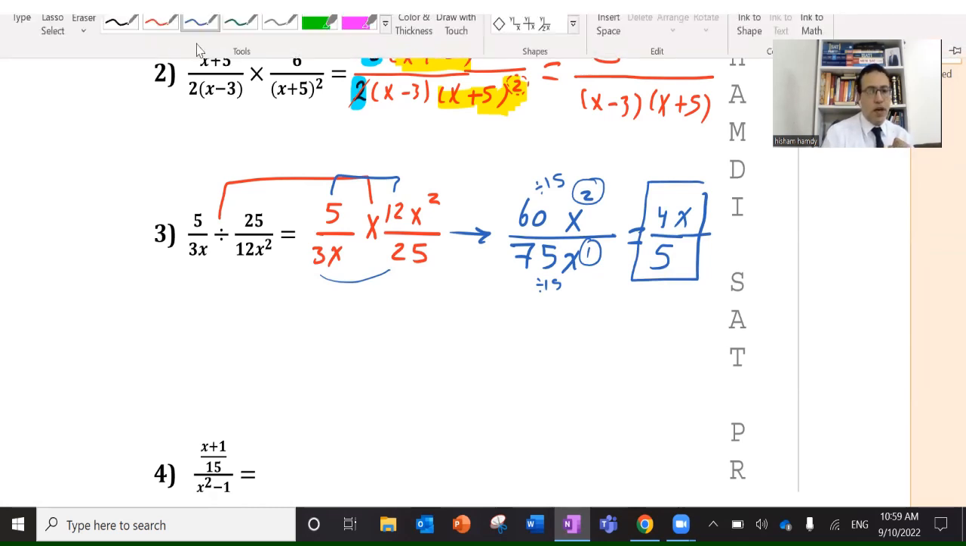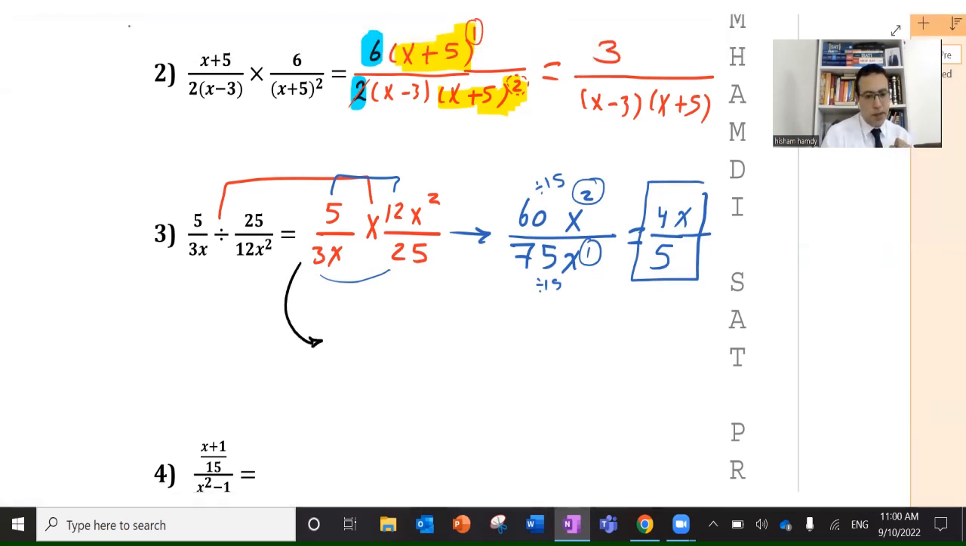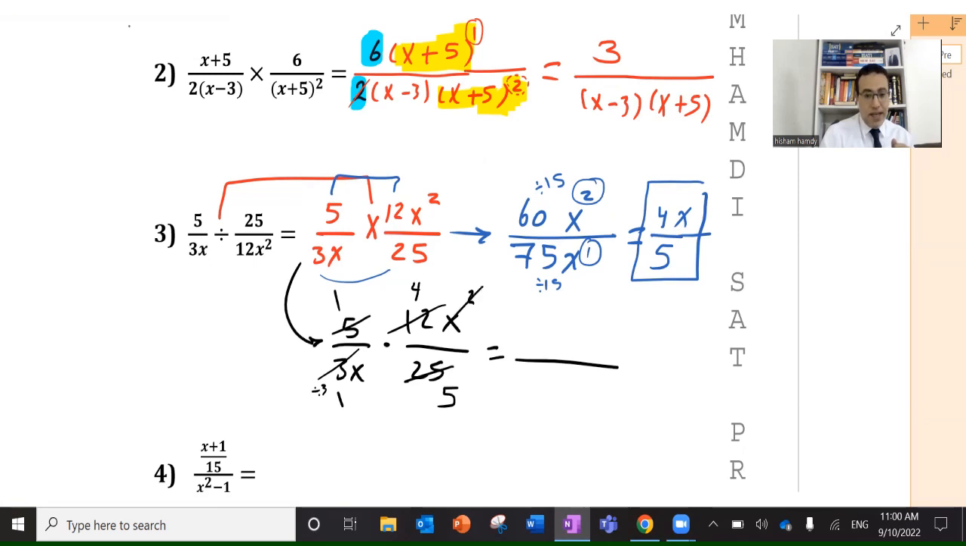Or, let me change the color. I can write it as 5 divided by 3x multiplied by 12x squared divided by 25. Divided by 3 here gives me 1. Divided by 3 there gives me 4. Divided by 5 gives me 1. Divided by 5 gives me 5. So directly, and divide x by x and x by 1. So down 5 and up 4x. So I can multiply, then simplify, or I can simplify, then multiply.